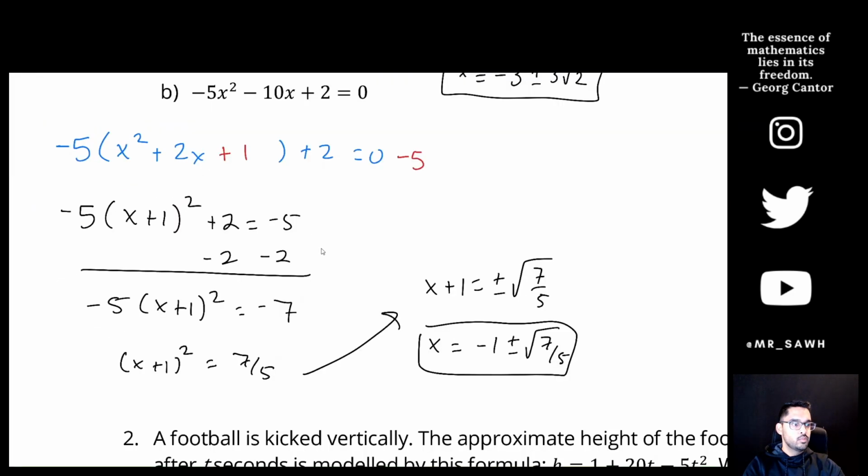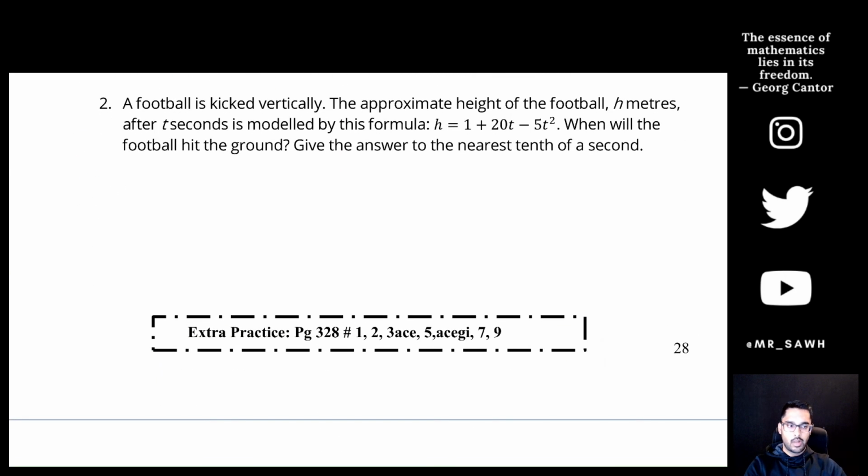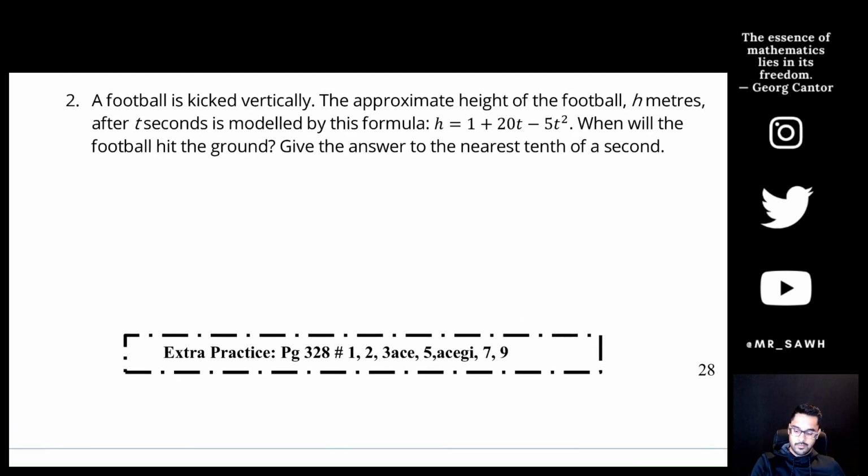Okay. So we'll do one last one here. It's a little bit more of an application. Projectile problems are pretty common. So you've got a football. It's being kicked vertically, and the approximate height of the football after t seconds is modeled by the formula given to you. So height as a function of time is equal to 1 plus 20t minus 5t squared. When will the football hit the ground is essentially what it's asking.